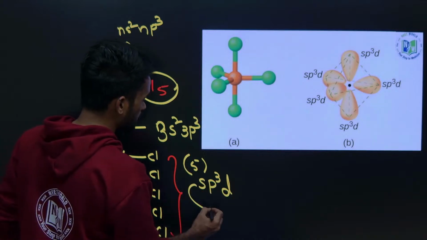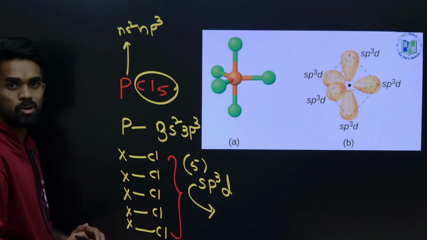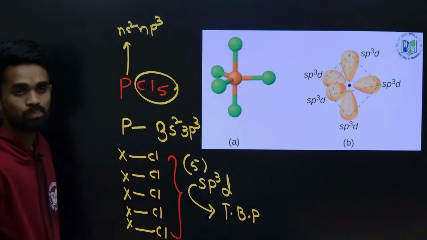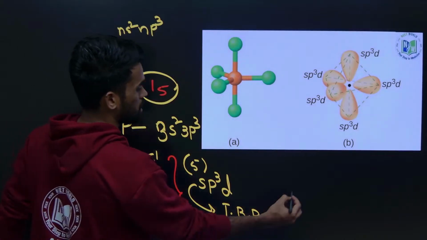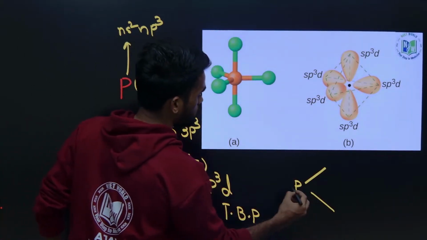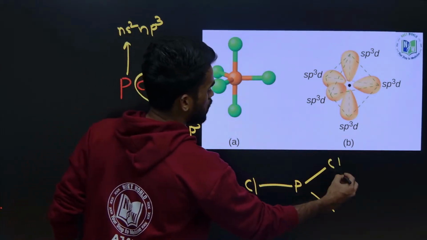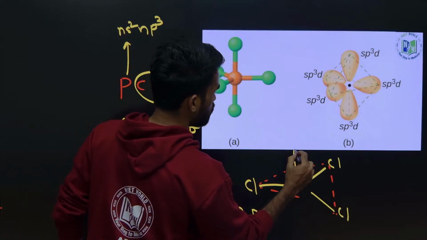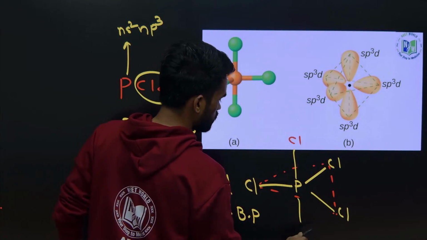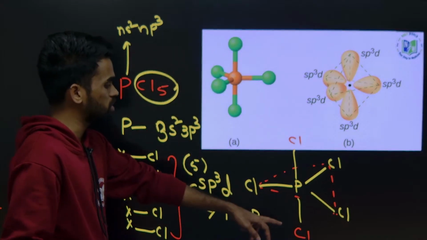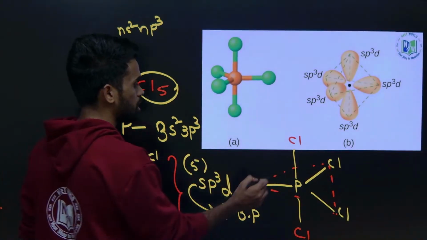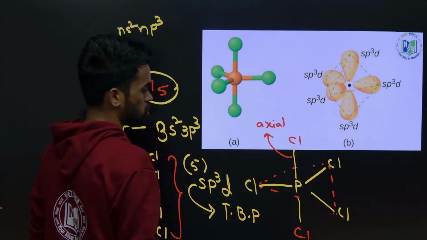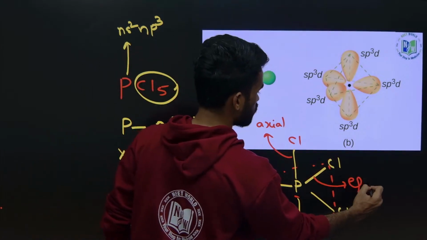With this sp3d hybridization, all 5 being sigma bonds, we get trigonal bipyramidal geometry. In this geometry, phosphorus is in the middle with 3 chlorines around it, giving trigonal planar geometry first, and 1 chlorine on the upper side and 1 more on the lower side. The bonds above and below are called axial bonds, and those within the trigonal planar geometry are called equatorial bonds.